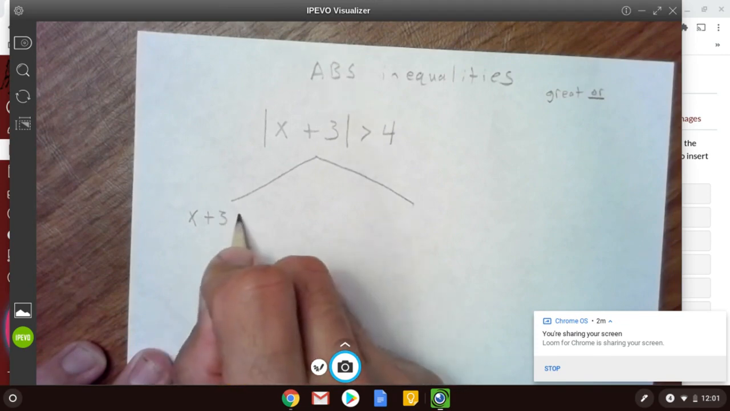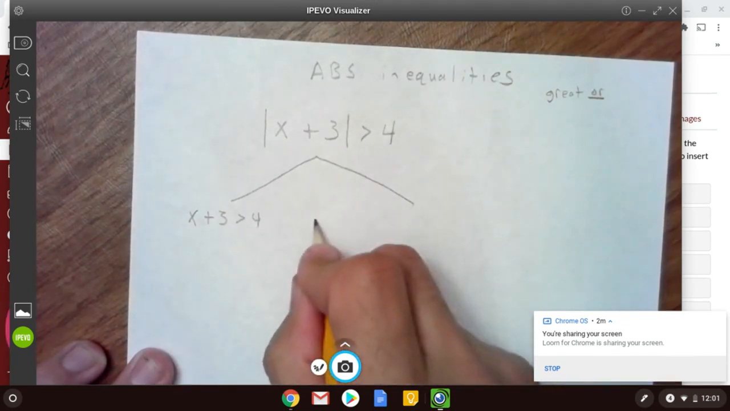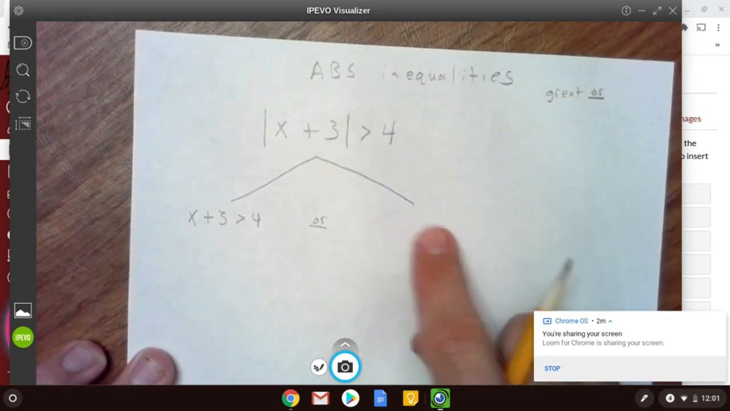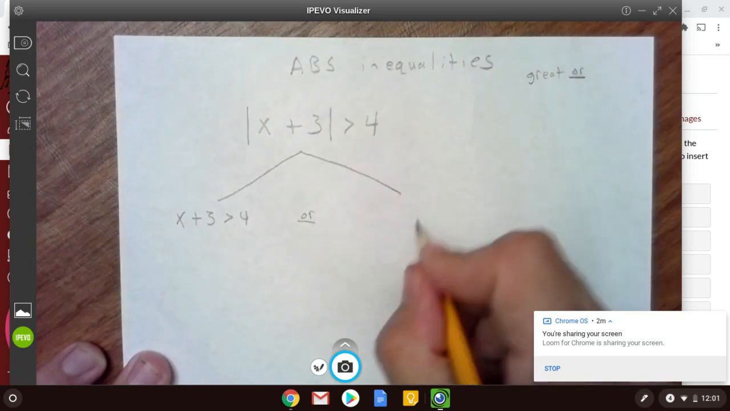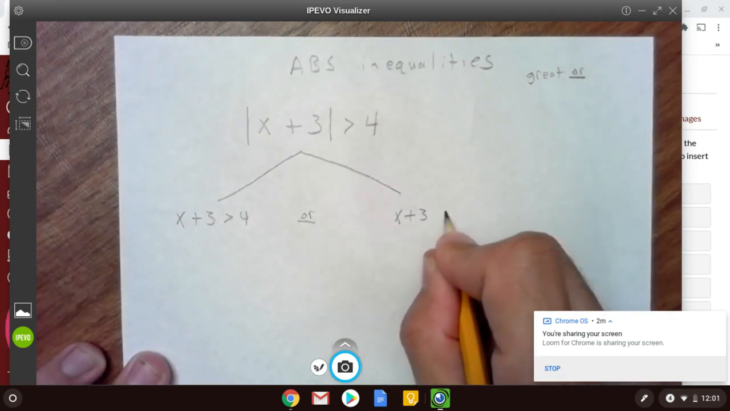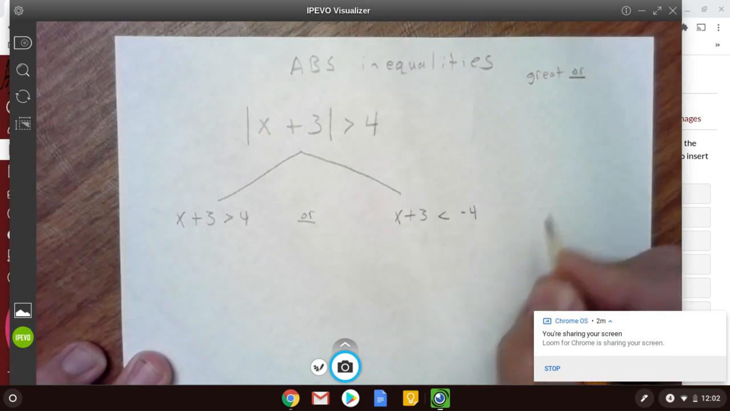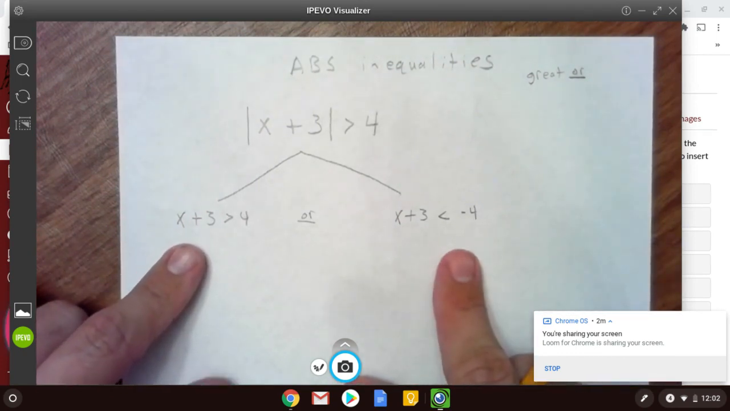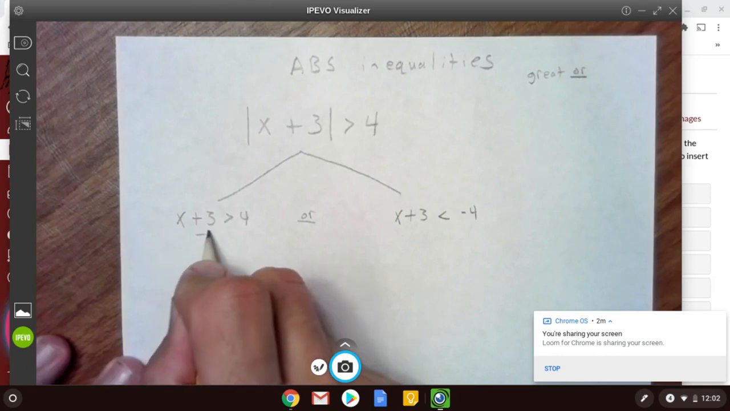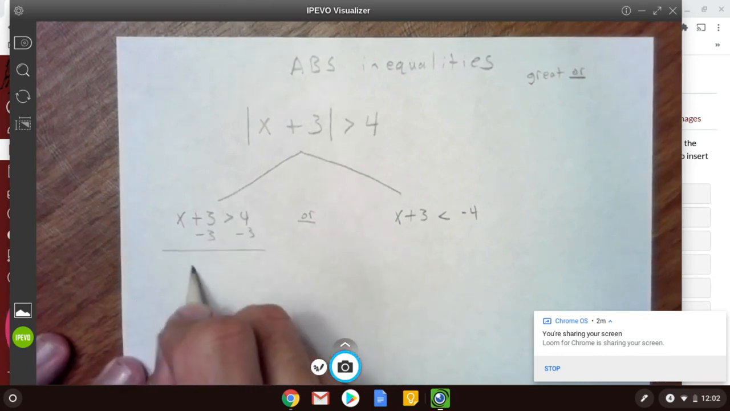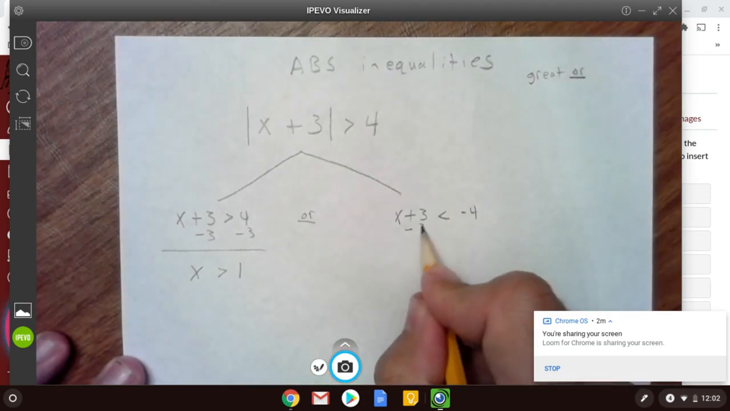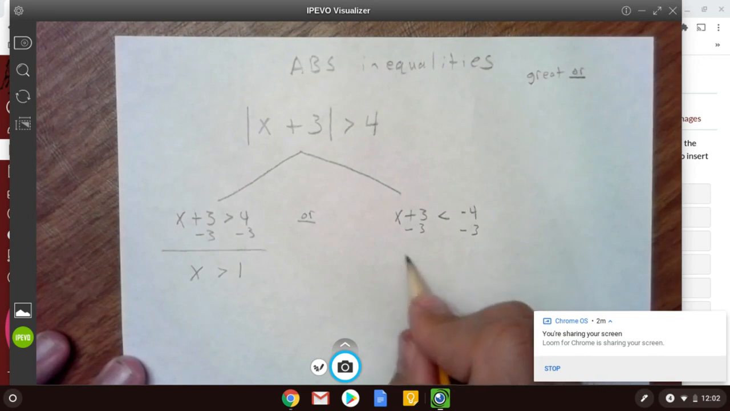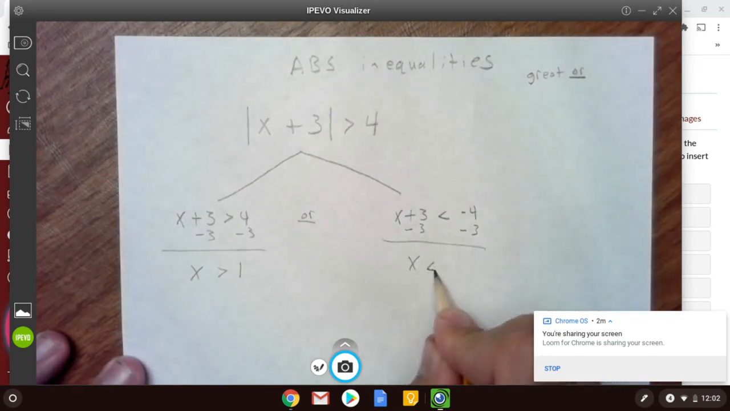So x plus 3 is greater than 4. Or, and then we're going to have the negative version over here, where we add a negative to that and we flip the sign. So x plus 3 is less than -4. And we're just going to solve both of these inequalities. So -3, and we'll get x is greater than 1. And over here, it's actually the same steps, just -3 from both sides, and you'll have x is less than -7.